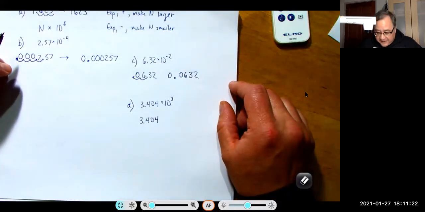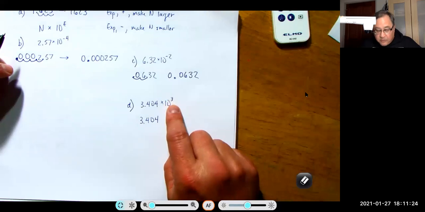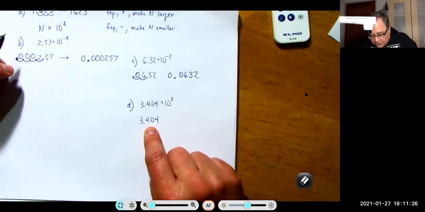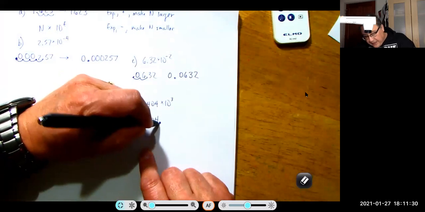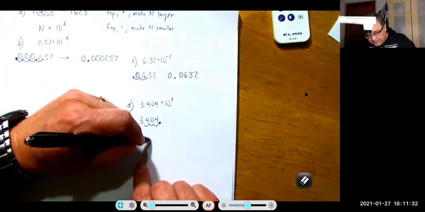For D, since this is 3, I want to move the decimal to make this look larger. So 1, 2, 3, and I'll have 3404.